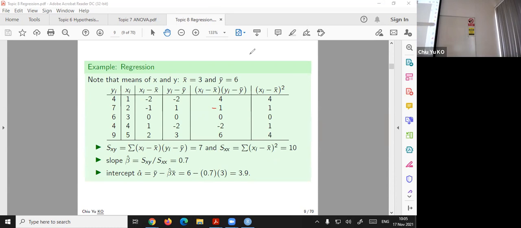And this is y minus the mean of y. You can multiply these 2 columns to give you the product, -1 and so on and so forth. And this is the product of itself, this column squared. The sum of this column gives you 7, and the sum of the other column is 10. So you can calculate the beta, which is this over this. This gives you 0.7. And the intercept will be the mean of y minus beta hat times x bar, so 6 minus 2.1 is 3.9.